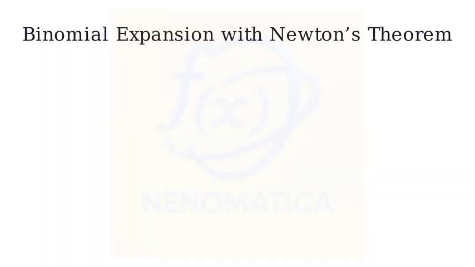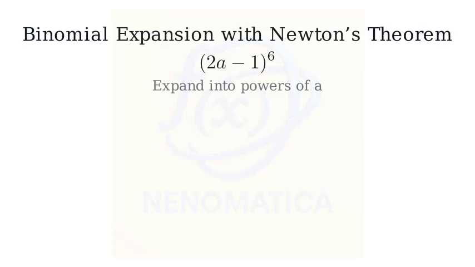In this lesson, we will expand the expression (2i minus 1) to the sixth power using Newton's binomial theorem. Let's write the problem first, and our goal is to expand it into a standard polynomial in i. We will use Newton's binomial theorem for a minus b to the n.